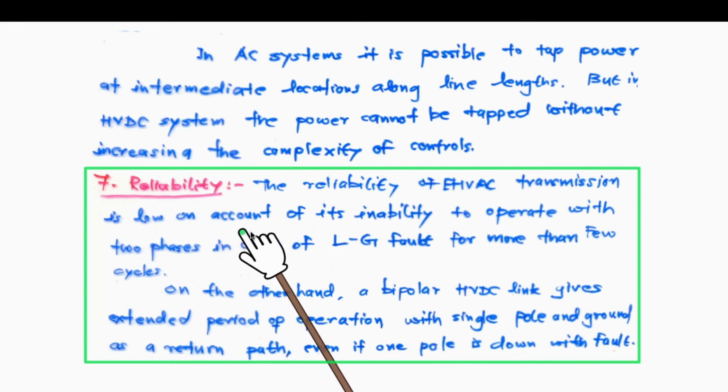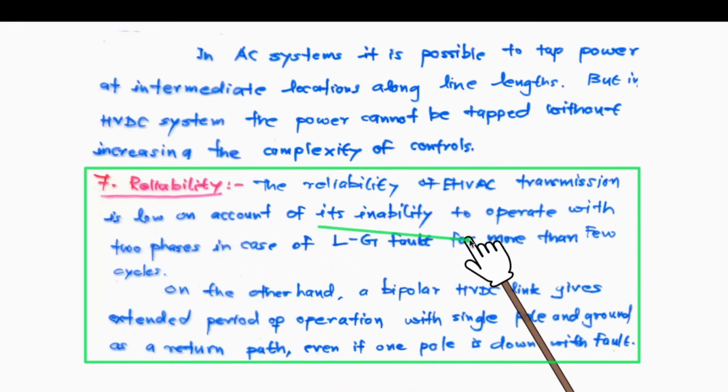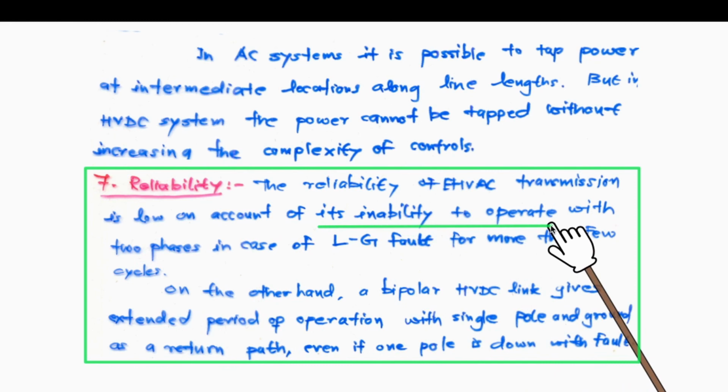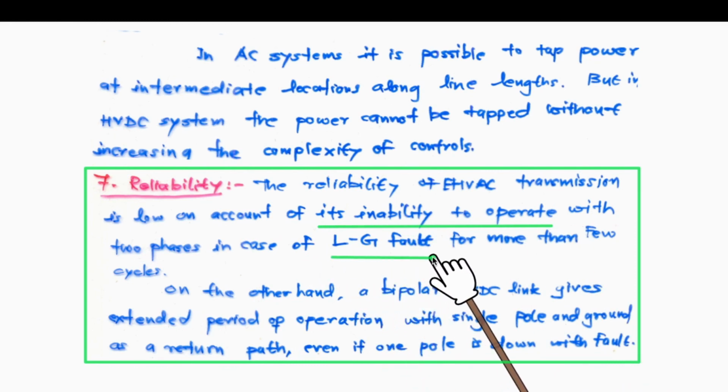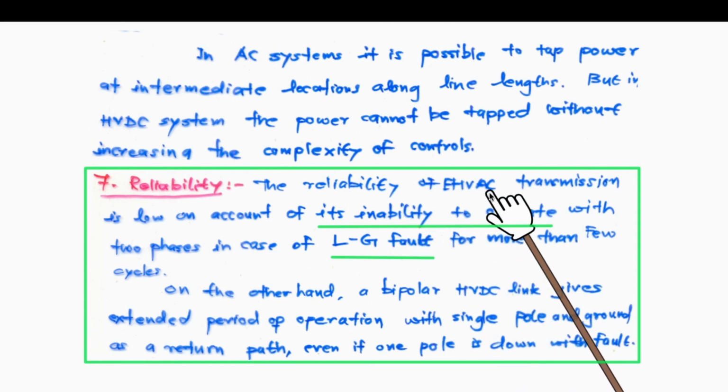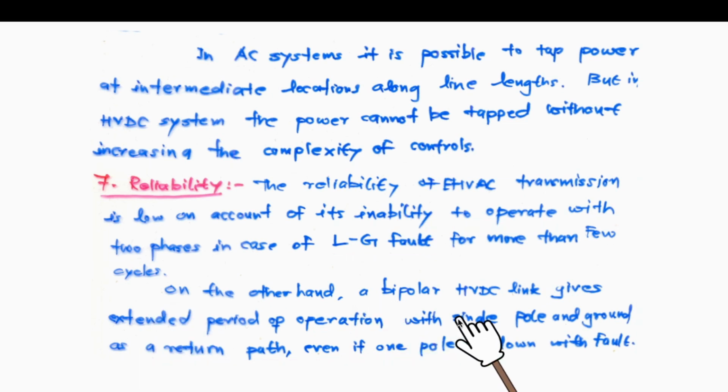You have to understand, AC system cannot operate in case of LG fault. जैसे समझो 3 फेज लाइन है और एक लाइन पे फॉल्ट हो गया, तो बाकी 2 फेजेस के साथ में वो सर्किट को ऑपरेट करना ये पॉसिबल नहीं है. It cannot operate. It's an unbalanced system. It's unstable.